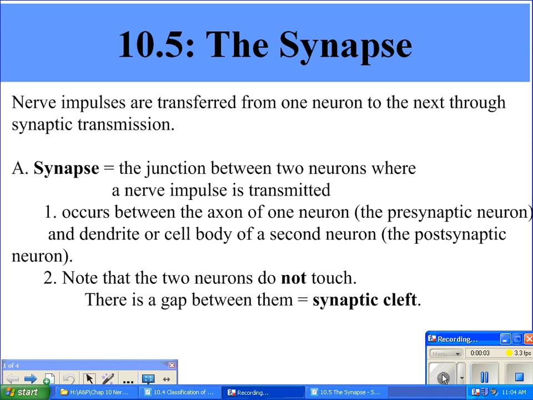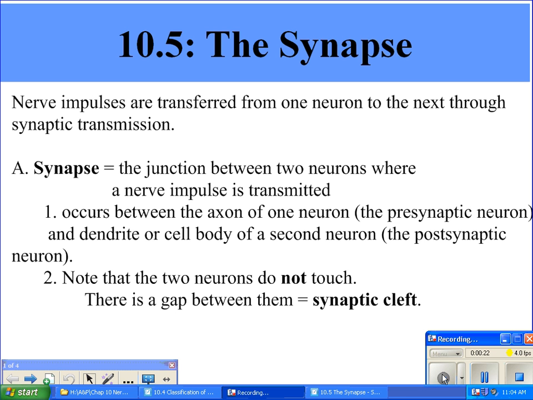This is the lecture for 10.5, the Synapse. In this short lecture, we're going to talk about a presynaptic neuron and a postsynaptic neuron or cell. So basically what's going on is we're going to generate an electrical signal or a nerve impulse that's going to come down a neuron.